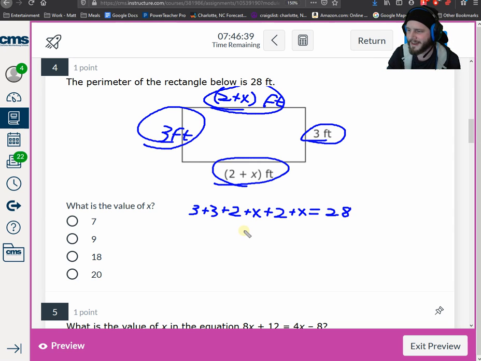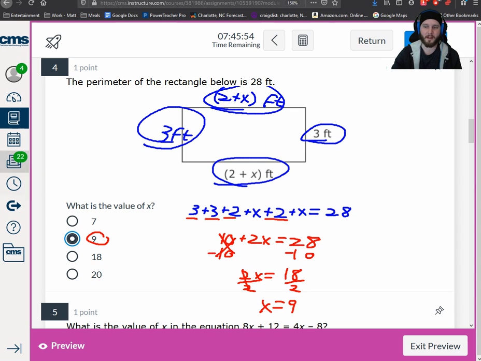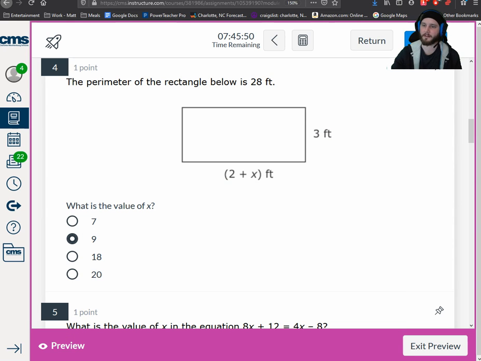So when we add all of our like terms together, I'll add all my constants. 3 plus 3 plus 2 plus 2 equals 10. So we've got 10 plus x plus x, that's 2x, equals 28. Cool, let's solve it now. Subtract both sides by 10. We get 2x equals 18 now. Divide both sides by 2. And we end up with x equals 9. That's going to be my value of x. Not really much more to say about this problem. Let's clear that and move on.